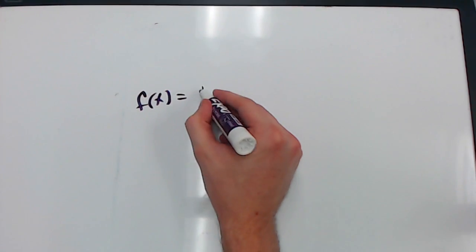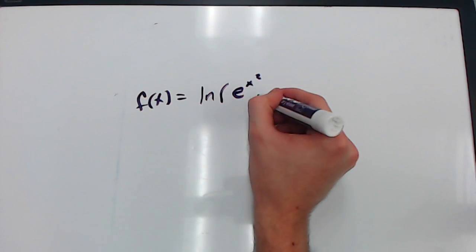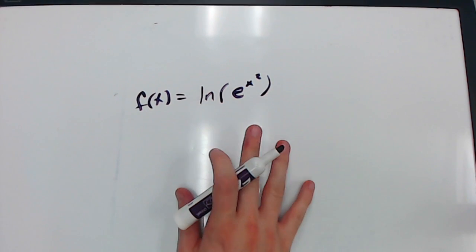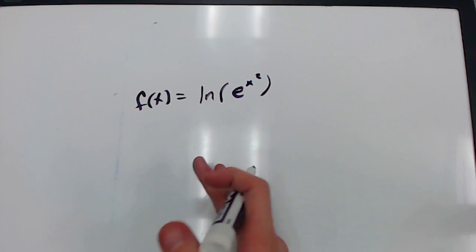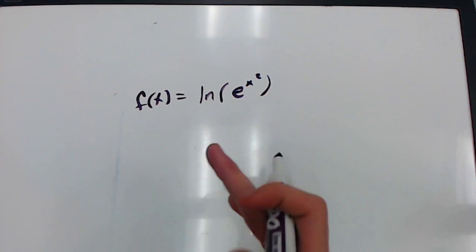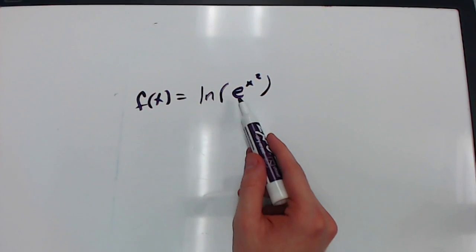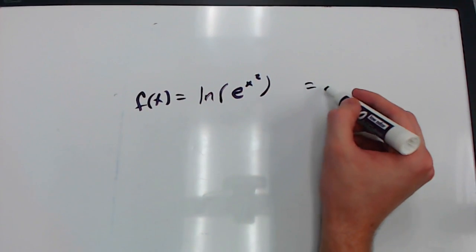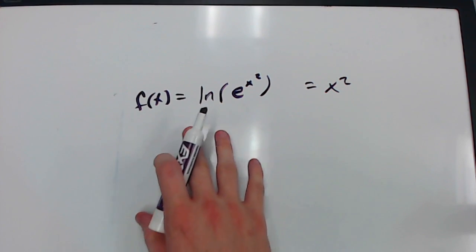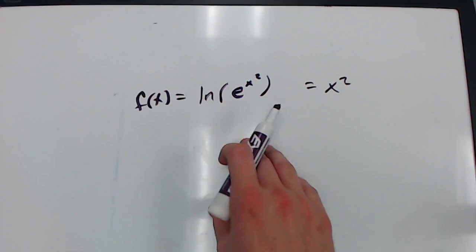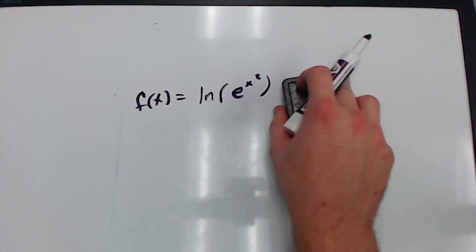Next, we have the natural log of e to the x squared. Pause the video now. Now, if you know a lot about natural logs and exponentials, you would see that the natural log cancels out the e, and we'd just end up with x squared. But for the sake of practicing chain rule, I urge you to just take the derivative of the problem as is without simplifying it beforehand.